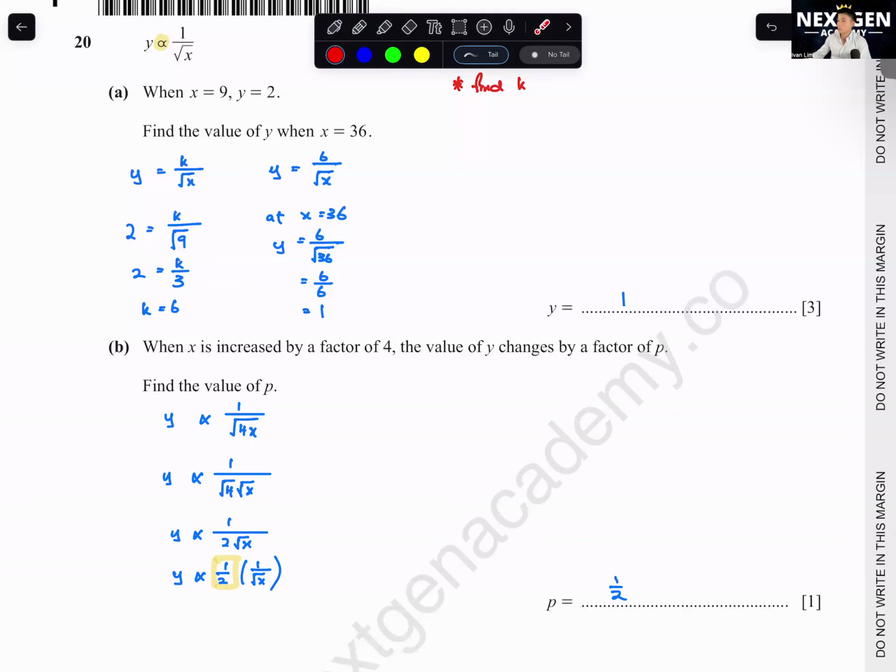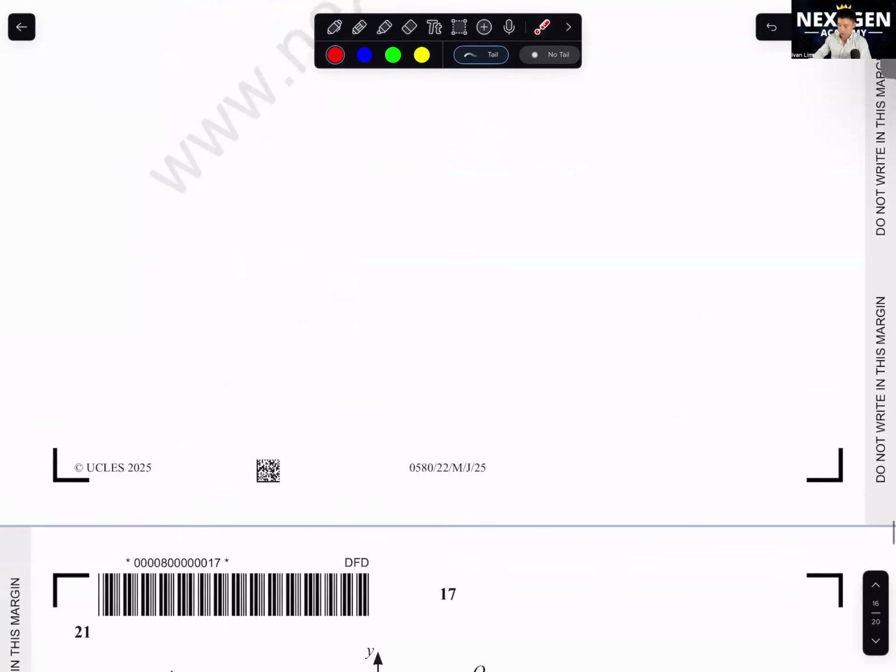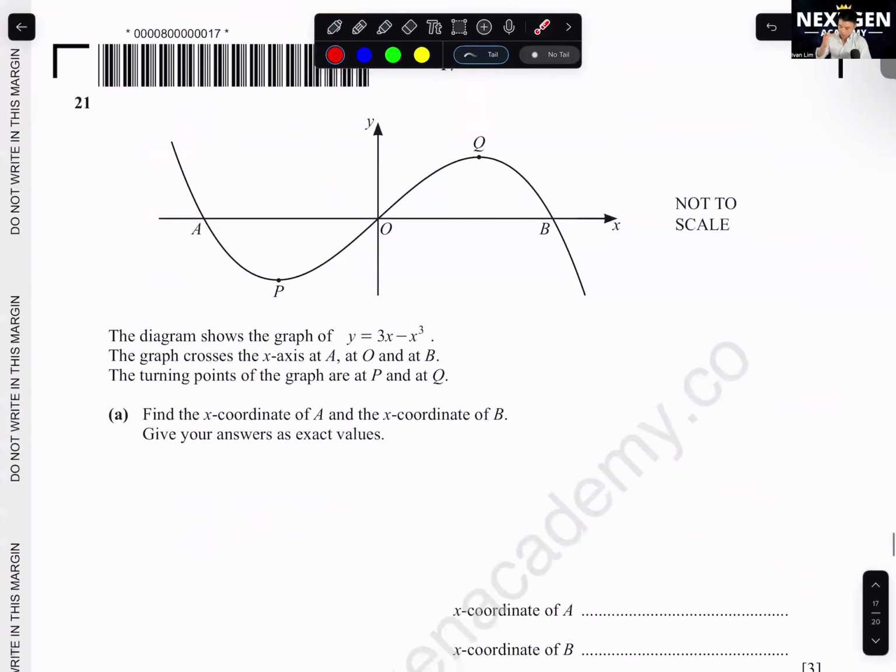Okay, let's go to 21. This is where just now I see a lot of you were asking already. Okay, question 21. The diagram shows the graph of y equals to 3x minus x cubed. The graph crosses the x-axis at A, O, and B, with turning points at P and Q. Find the x-coordinates of A and B. Okay, what is A and B? A, O, and B, these are your x-intercept. x-intercept means when y is equals to zero.